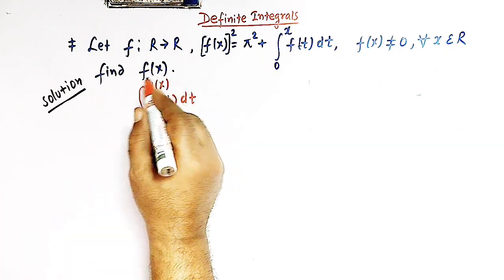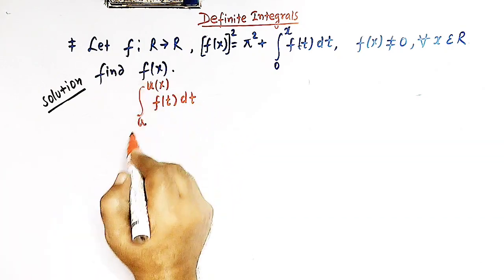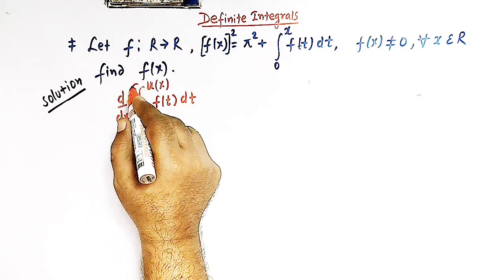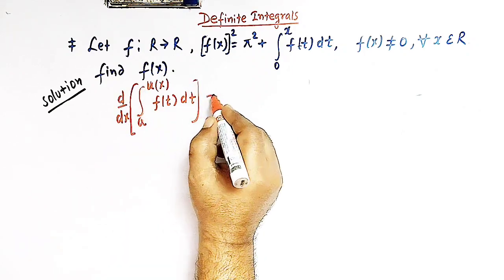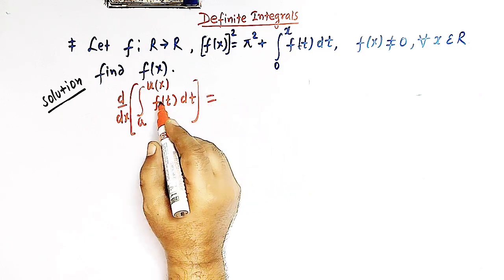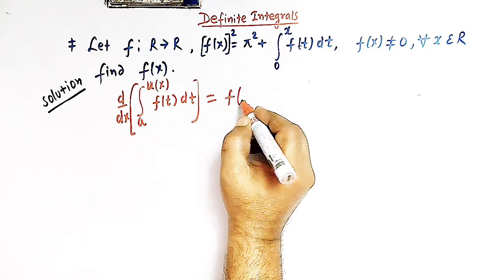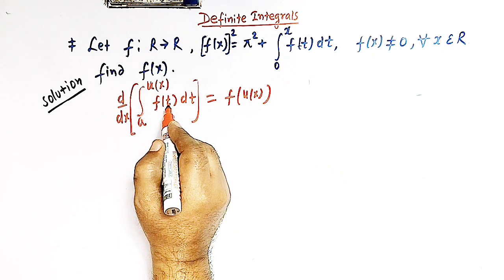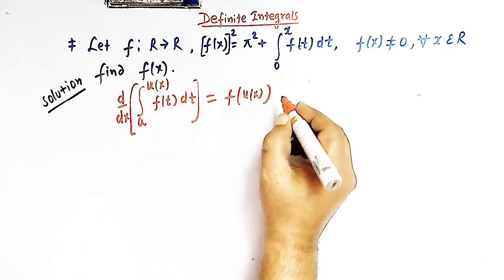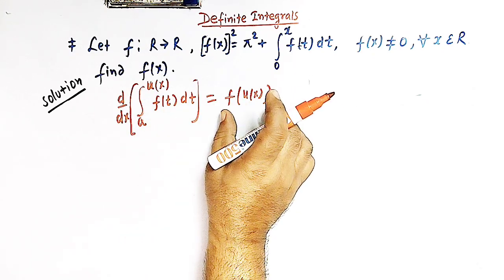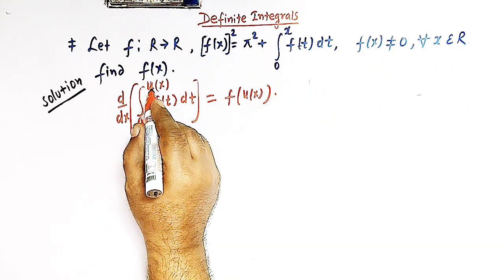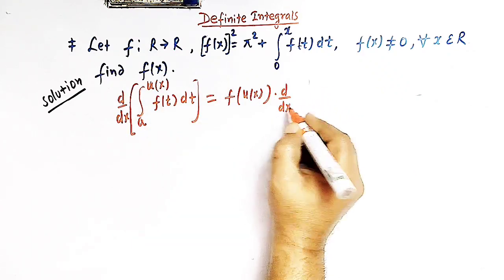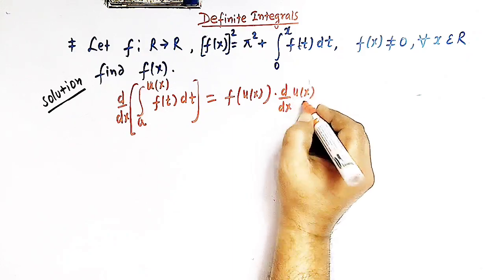So if we wish to differentiate this integral with respect to x, then Leibniz rule says that we have here f of u of x. So first we'll replace this t by u of x, and then we multiply this term with the derivative of u of x, that is we'll write d by dx of u of x, right?